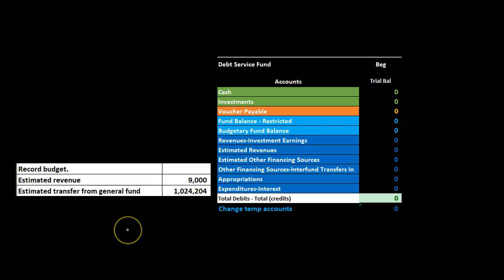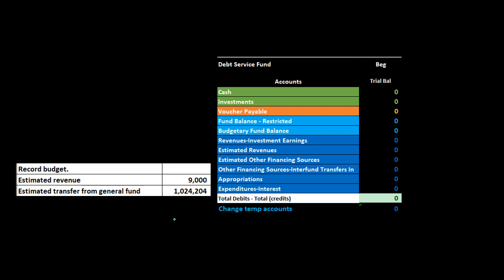So the first item we have is we're going to record the budget in the debt service fund. The debt service fund is on a modified accrual. It's a governmental fund, and therefore we're going to record the budget related to it, something we typically would not do under a standard accrual system. We're going to say that we have estimated revenues on the temporary investments that we will have for the period of $9,000. Then we have the estimated transfer from the general fund. So we think we're going to get a transfer from the general fund of this amount.